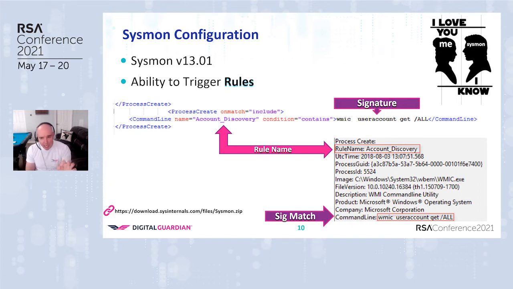So you can enter the rule name, account discovery, and then you enter a condition. In this particular case, I just have a quick example. I know there's a lot more to account discovery than just this, but if the command line contains WMIC useraccount get all, that means somebody is trying to identify the list of accounts, right, on that particular machine. This could be an interesting indicator for your environment.